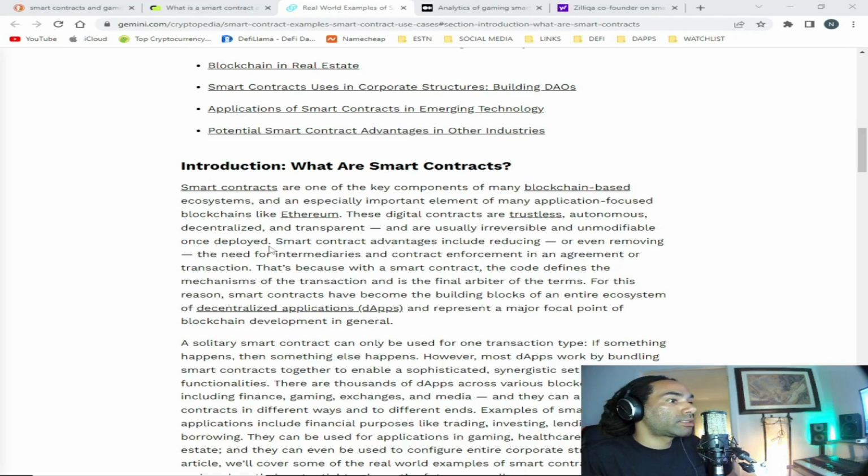Smart contract advantages include reducing or even removing the need for intermediaries and contract enforcement in an agreement or transaction. That's because with a smart contract, the code defines the mechanisms of the transaction and is the final arbiter of the terms. For this reason, smart contracts have become the building blocks of an entire ecosystem of decentralized applications and represent a major focal point of blockchain development in general.